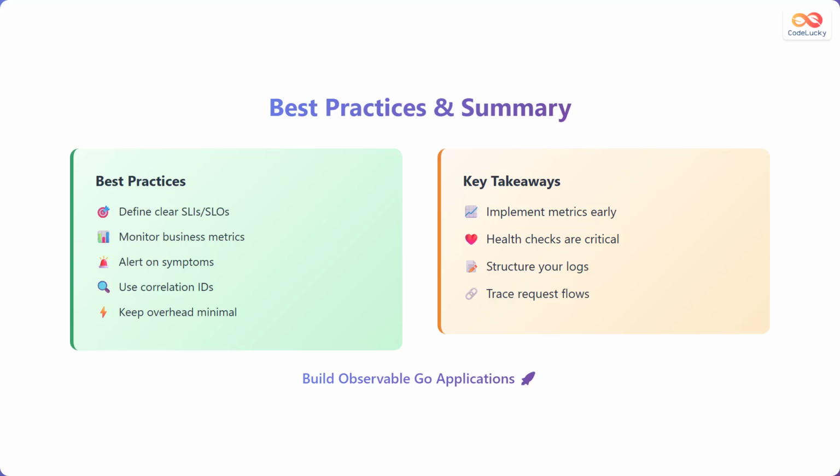Use correlation IDs to trace requests across services, making debugging much easier. Keep monitoring overhead minimal to avoid impacting application performance. The key takeaways are clear. Implement metrics early in your development process. Don't wait until production. Health checks are critical for reliable deployments in modern orchestration platforms.